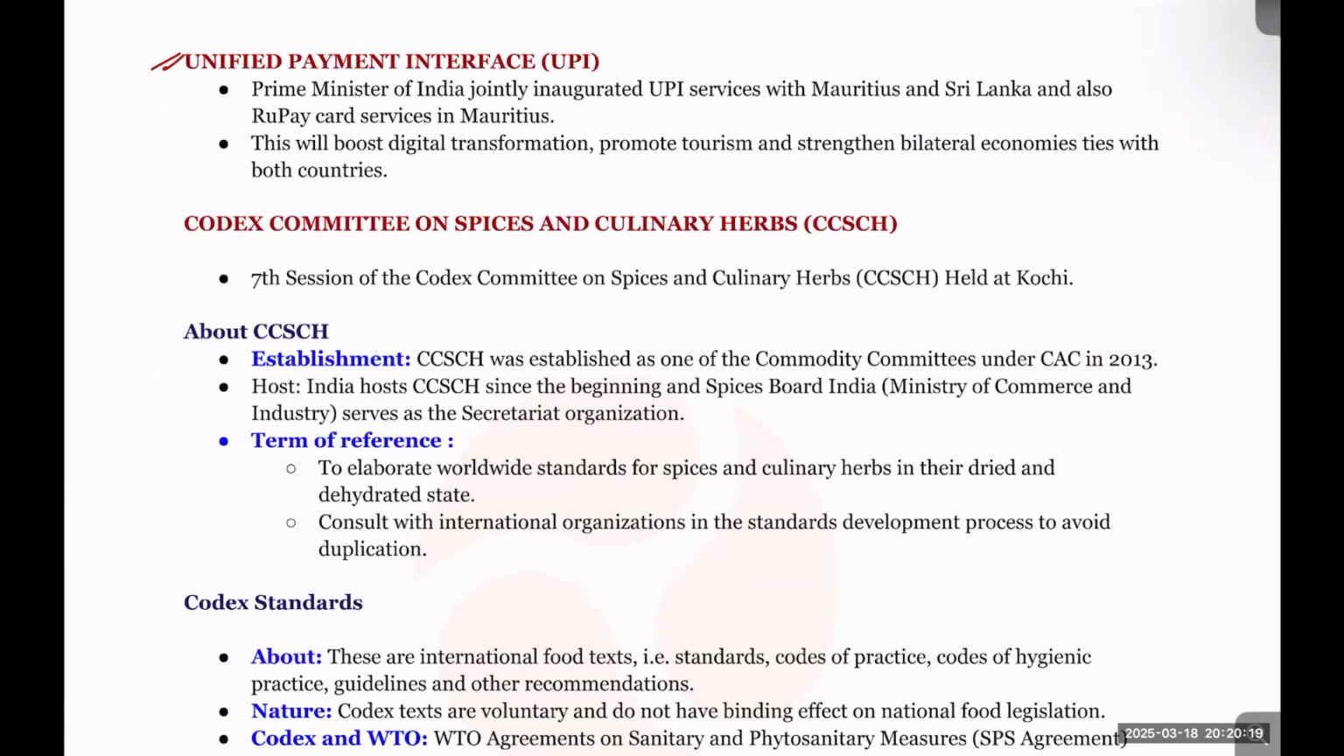Now, Unified Payments Interface, UPI. We have already talked about it, but there is an update that you must remember. The PM has jointly inaugurated the UPI services in Mauritius as well as Sri Lanka. And RuPay card services have also been launched in Mauritius. So UPI services are not only available in India, but have now become a global service, right?